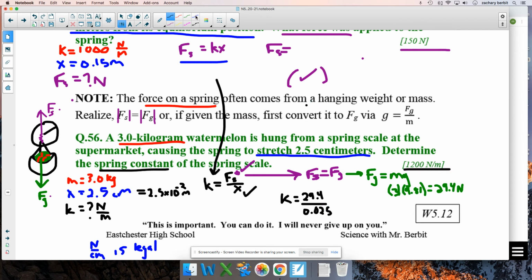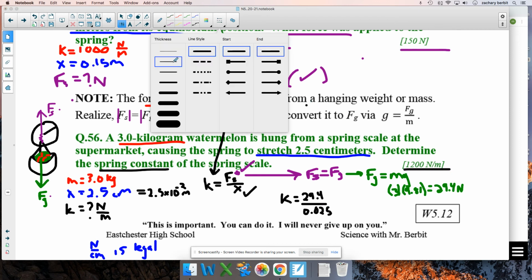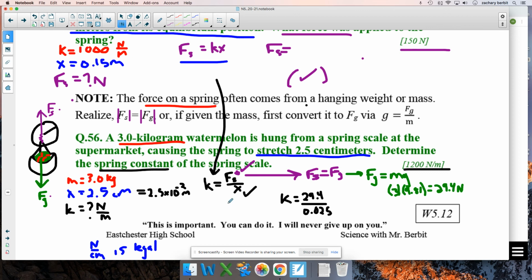If you did this in newtons per centimeter, totally legal, you would have had a 2.5 under here, and this would have come out to 12 newtons per centimeter. And that's legal. And that makes sense, by the way. If it takes 1,200 newtons to stretch this thing a meter, it only takes 12 newtons to stretch it 1/100th of a meter or a centimeter.